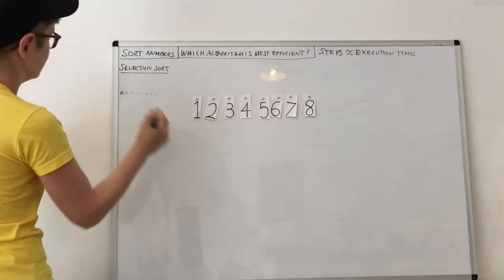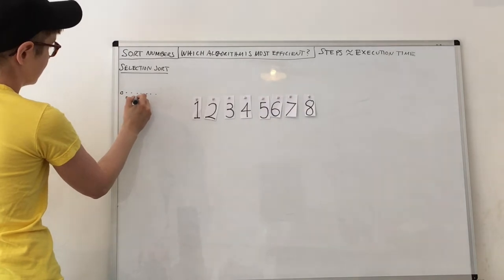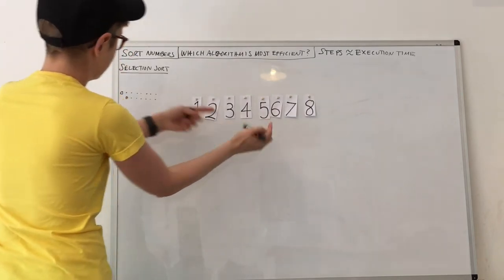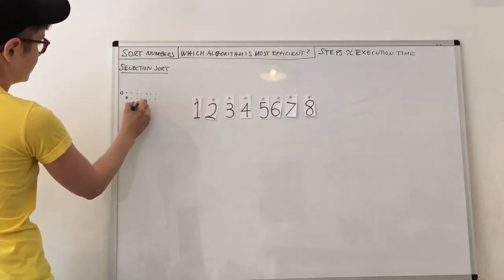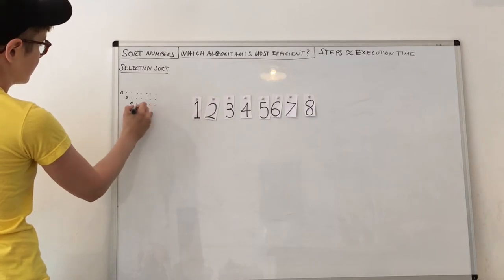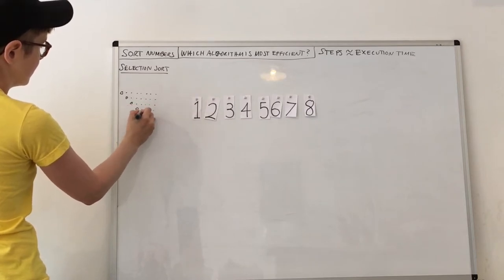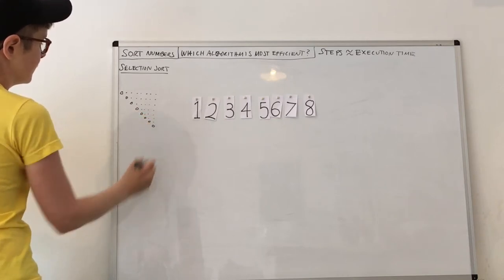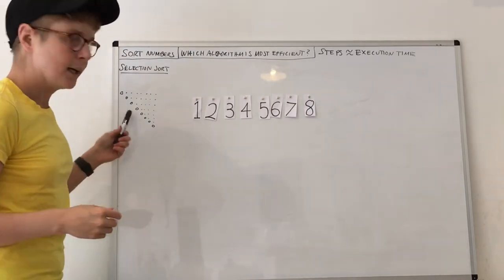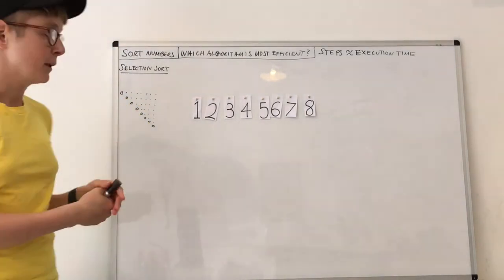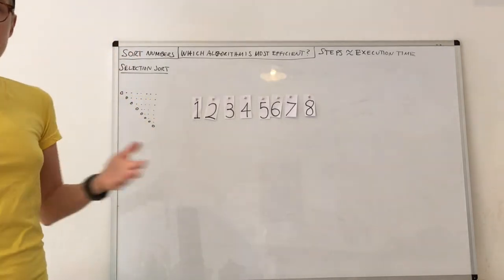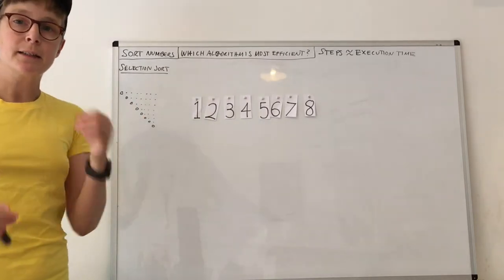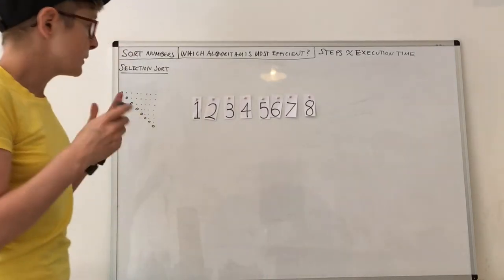Then remember I started on 2, so I have to do one fewer. 2, 3, 4, 5, 6, only 7 that time. Then when I was on 3, I could just do one fewer again. So 1, 2, 3, 4, 5, 6, and then 5, and then 4, and then 3, and then 2, and then just 1. Now if I counted up the number of steps in that sort of triangle shape, I'd come up with 36, which gives us a rough approximation of how long the selection sort algorithm is going to take to sort 8 numbers, which is useful information.